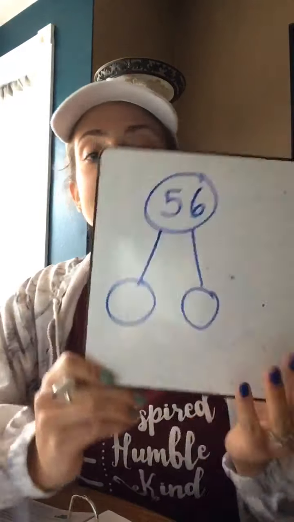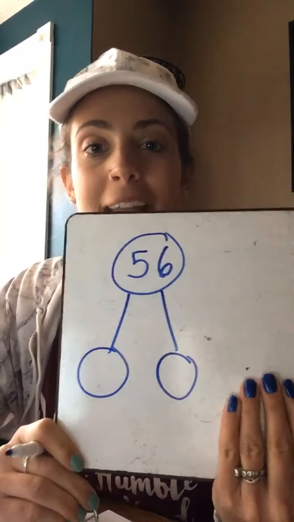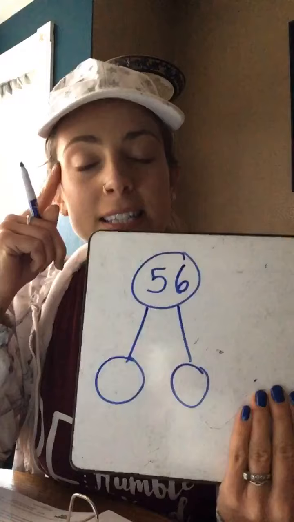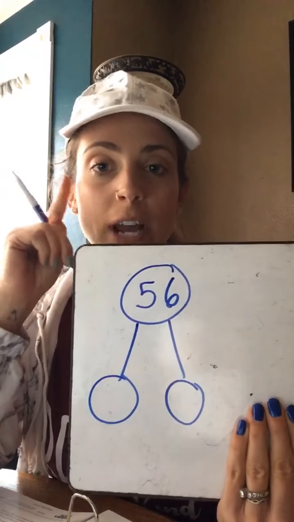All right, let's try a few more. The numbers are gonna get bigger. So that might have been easy to you, but we are gonna get bigger and bigger numbers. All right, you ready for this? Draw another number bond. This time we're gonna break apart the number 56. Okay, 56. Now let's keep using our 10s and 1s strategy.